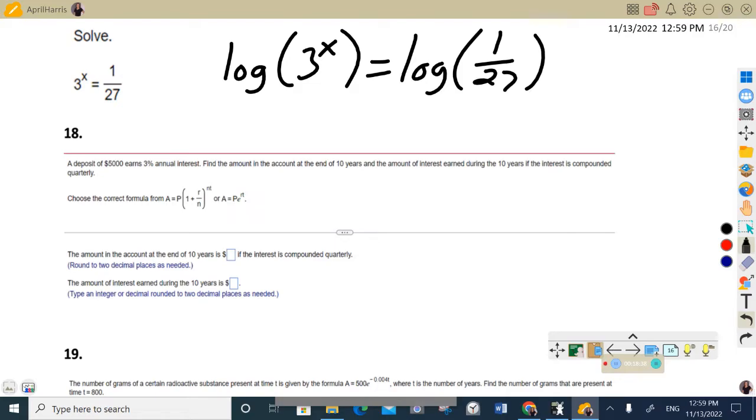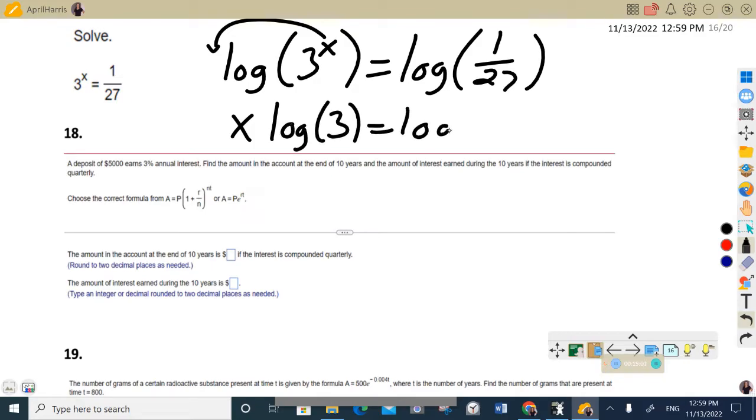The rules of logs are that if you take the log of something that has an exponent, the exponent can become the coefficient. That's called the power property. So this is really, oops, wrote that wrong. So this is really x times the log of 3. And that equals the log of 1 over 27. And so to get x by itself, you're going to divide by log of 3, divide by log of 3.